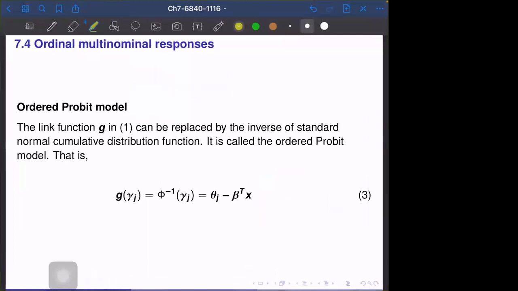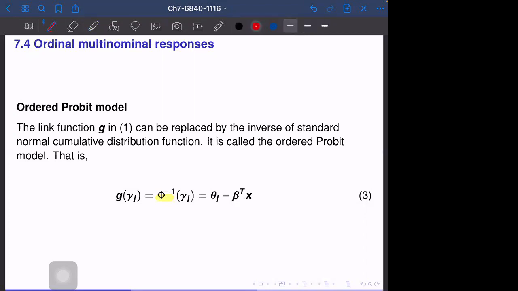Hi, we continue 7.4 ordinal multinomial responses. In the previous slides we have discussed basically the logistic model. The proportional odds model is based on the logistic link, and the generalization also uses the logistic link. But we don't really have to use the logistic link. One natural choice is the phi inverse. The link function g can be replaced by the inverse of the standard normal cumulative distribution function, where phi is the standard normal cumulative distribution function.